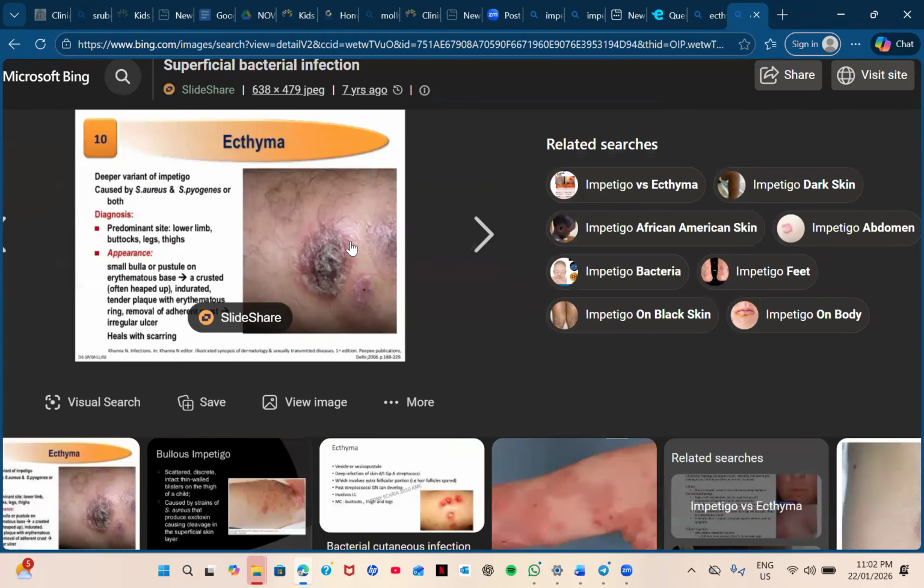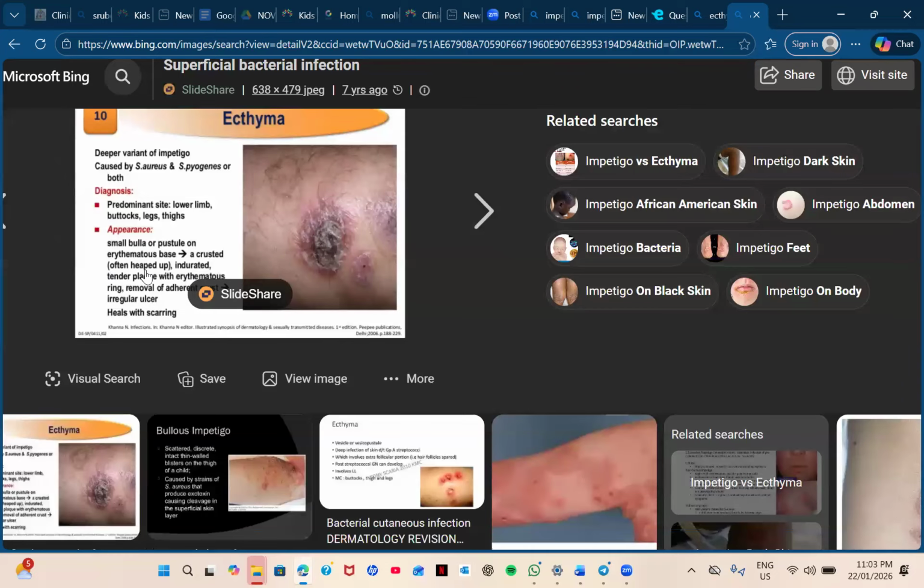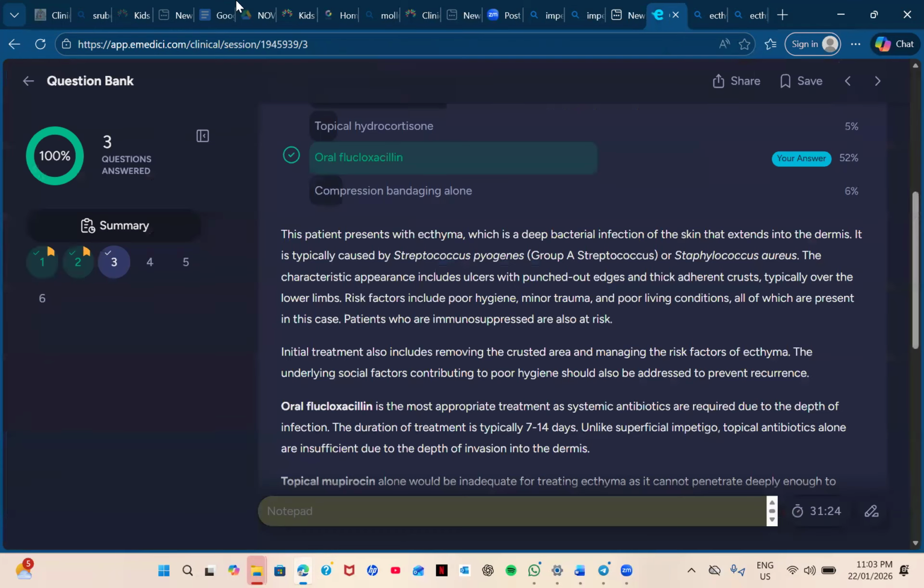It's like another, more severe case, going deeper down the skin. Here, a deeper variant of impetigo affects the lower limb, buttocks, legs, and thigh. The appearance is a small bulla or pustule on an erythematous base, crusted, often indurated, tender plaque with an erythematous ring. Here, the punched-out ring, right? That's what they have mentioned in the question. So go back to the question: a bacterial infection of the skin that extends into the dermis. So, impetigo that goes deep down into the dermis.